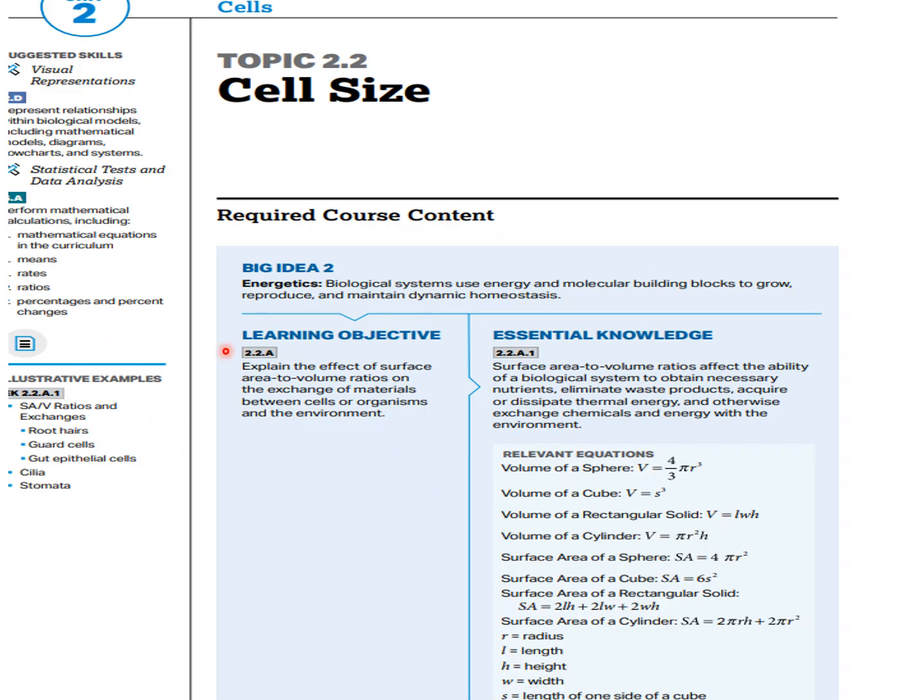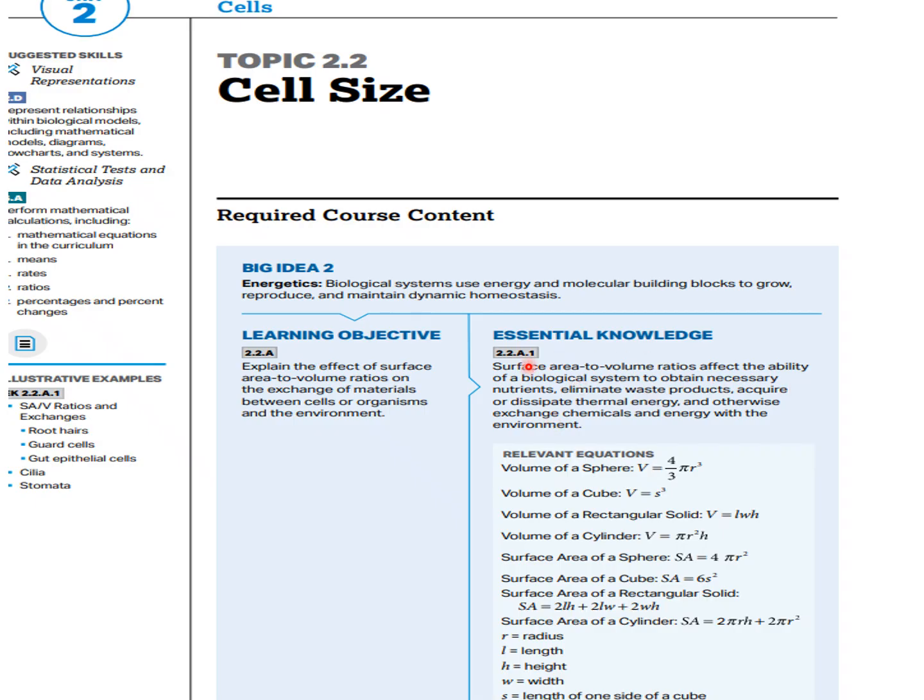There is one learning objective, and that's for us to be able to explain the effects of surface area to volume ratio on the exchange of materials between cells, or organisms and the environment. There is a formula that we need to be able to apply when calculating the surface area to volume ratio. And based on what the surface area to volume ratio is, we should be able to use our essential knowledge to explain the effects of surface area to volume ratio.